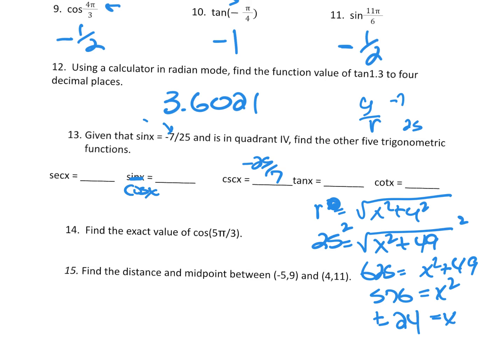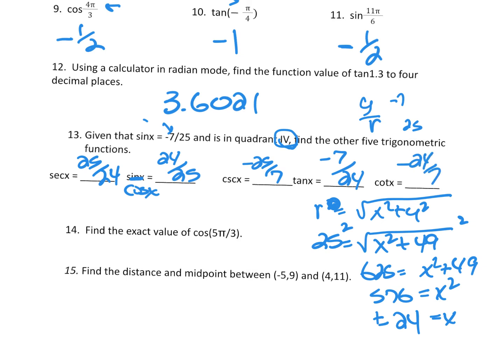But here's what I know. It's in quadrant 4, and x is positive in quadrant 4. So now I can do my answers. Cosine is x over r, so x is 24, r is 25. Secant, you do the reciprocal of that. Tangent is y over x. Remember, y was negative 7, x is 24. And cotangent, you just flip that. And there you have it.